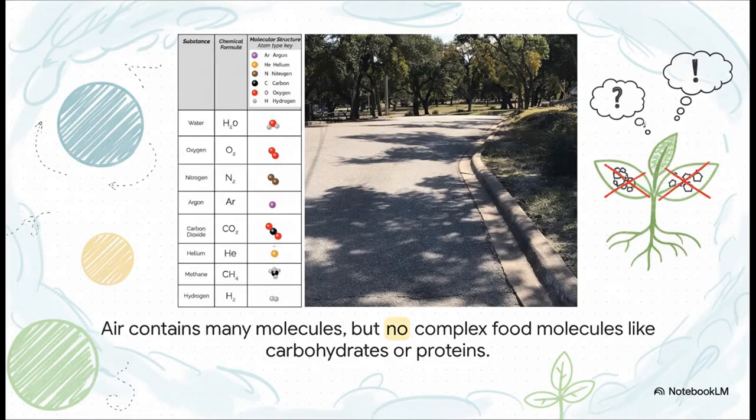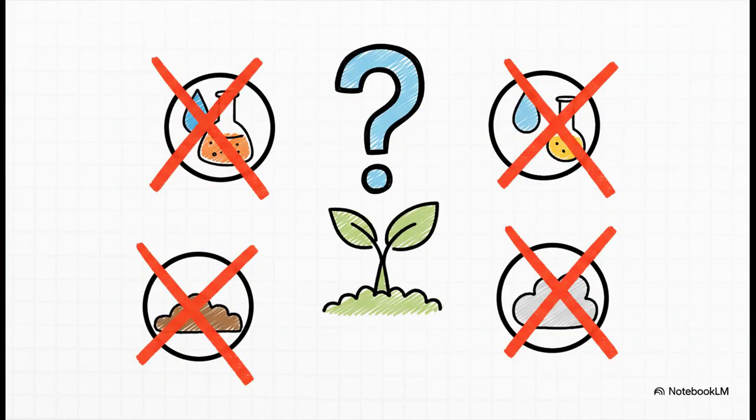And that just leaves our last suspect standing, the air itself. Now, air is matter. It's made of atoms, it has weight, but when we actually look at what's in the air, mostly nitrogen, some oxygen, a tiny bit of carbon dioxide, we run into the exact same problem. There are no big, complex food molecules just floating around for the plant to snatch up. And, well, just like that, we're stumped.